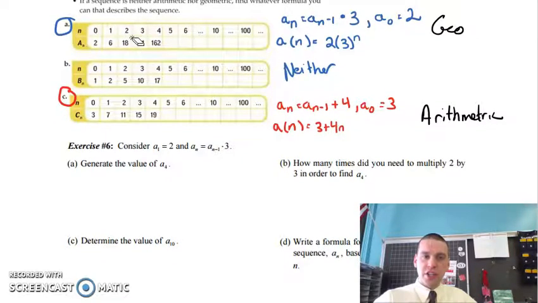But we had geometric multiplying by 3 and arithmetic adding by 4. Notice that the starting terms were both starting at the 0th term, and therefore we have no need for n minus 1.